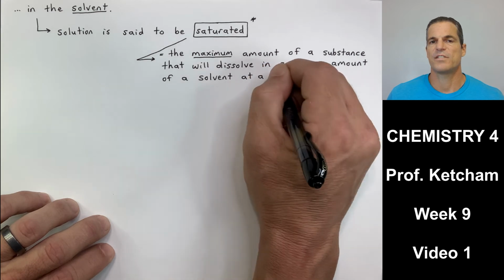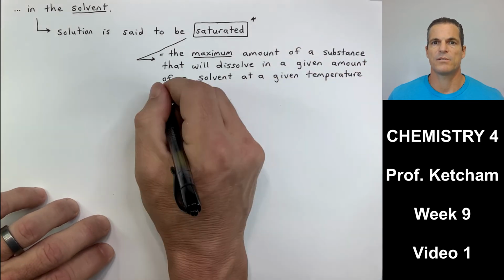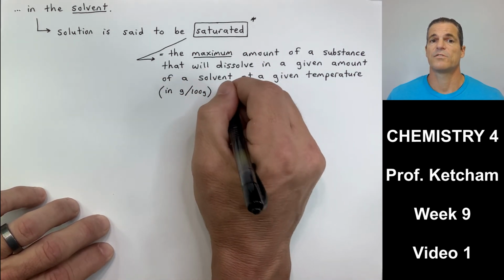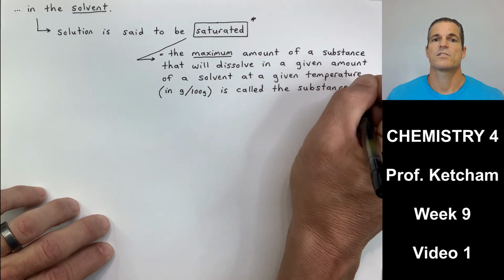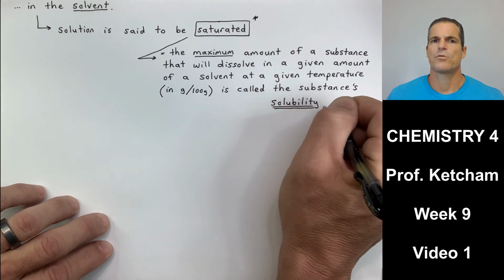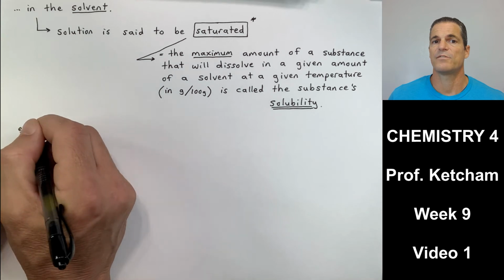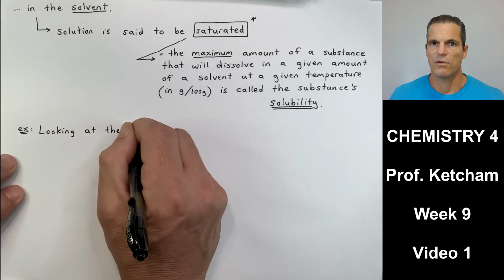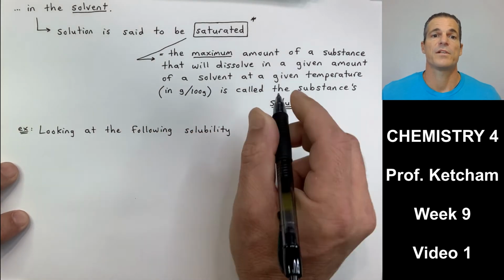So the definition of saturated: it's the maximum amount of a substance that will dissolve in a given amount of solvent at a given temperature, and that's called the substance's solubility. So it says there, in grams per 100 grams. What that means is how many grams of solute I can dissolve per 100 grams of solvent, and that's usually water. Now let's take a look at the following solubility chart.